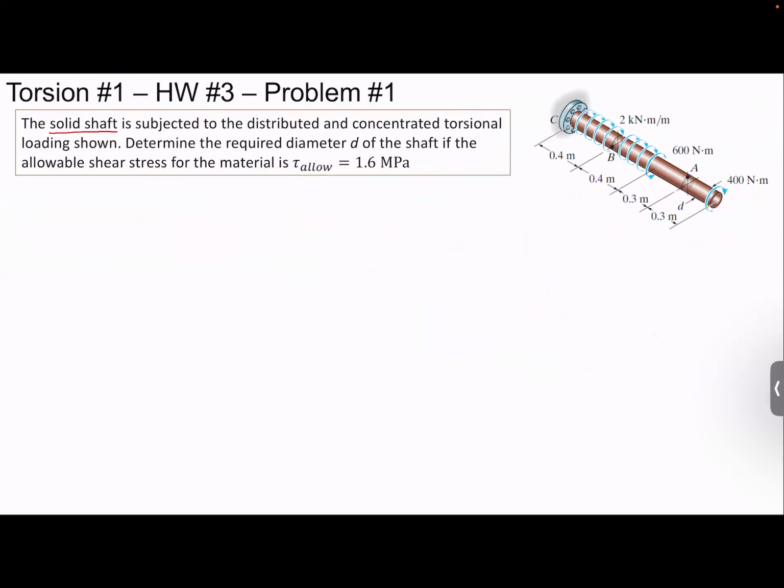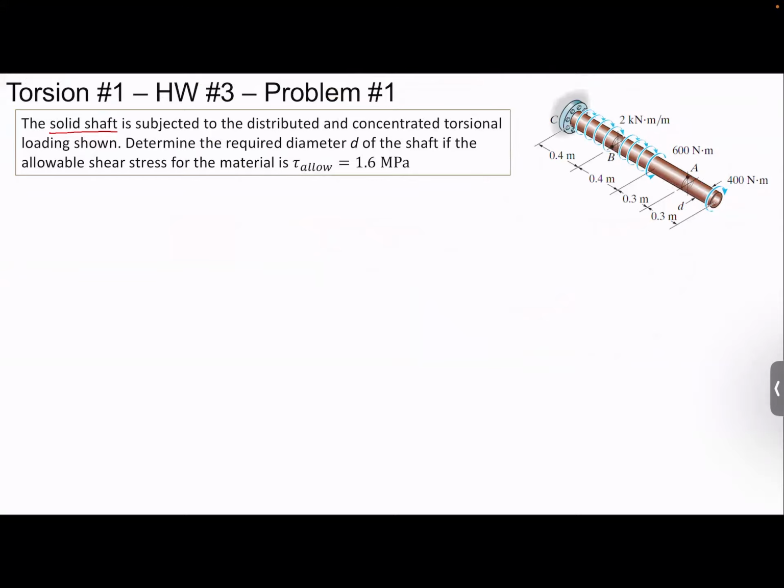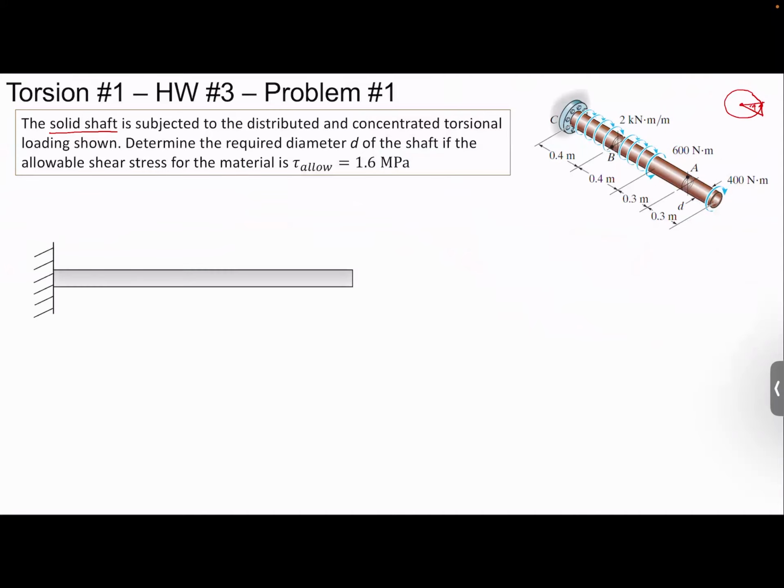So we're asked to determine the required diameter of the shaft if the allowable shear stress of the material is 1.6 megapascals. In this case, we're given a material constraint saying this is the allowable shear stress, or strength. We can't change the material, but what we can change is the outer diameter. Now, what we know is shear stress is distributed like this across the triangle. Sorry, I should have drawn that bigger. Let me just restart that.